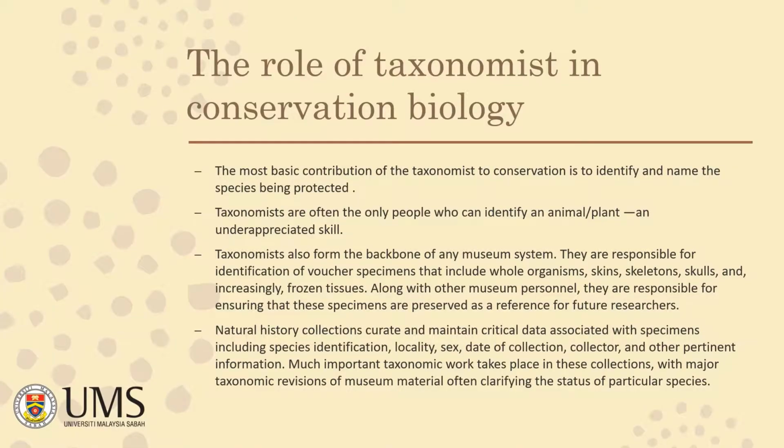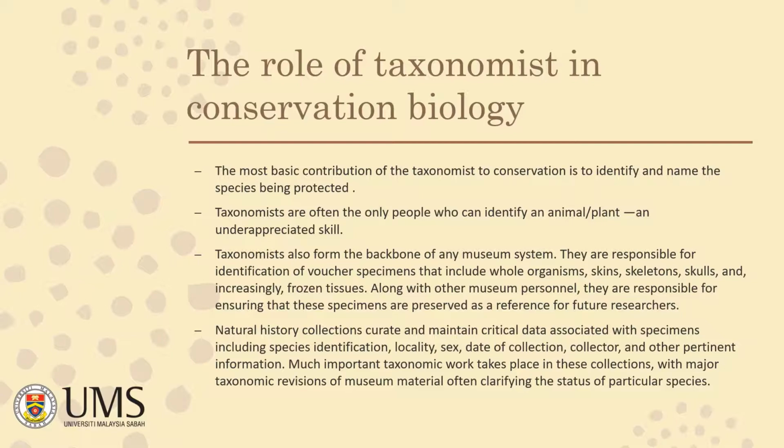The taxonomists are often useful when they need to identify species of animal or plant. Okay, any species, to identify the species, we need the skill of taxonomists. So when taxonomists identify an animal or a plant, they can give data for conservation biology.